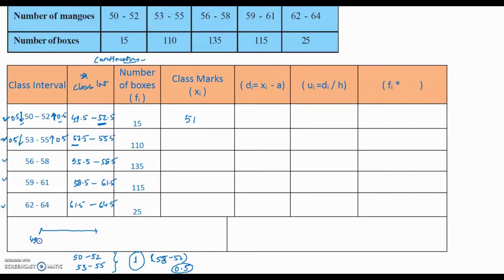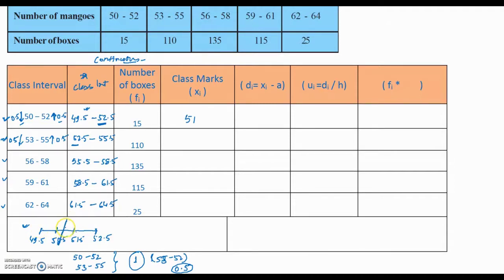If this is 49.5, next if you add 1 you will get 50.5, next you will get 51.5, and next you will get 52.5. So if I represent this class interval on the number line, it will look like this: 49.5, 52.5, and you will have 50.5, 51.5. And what will be the midpoint? You see the midpoint will be here, right?